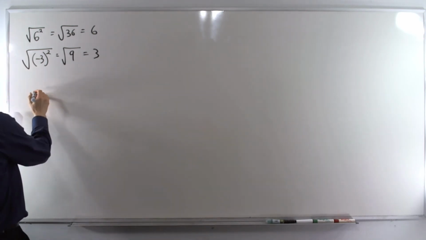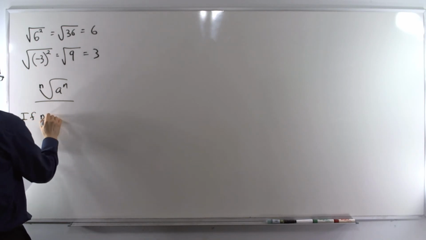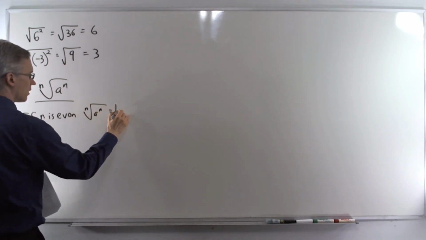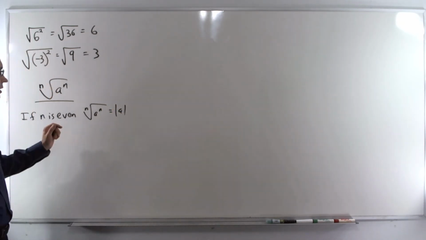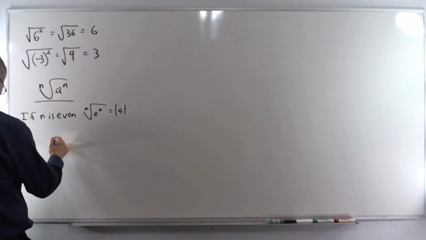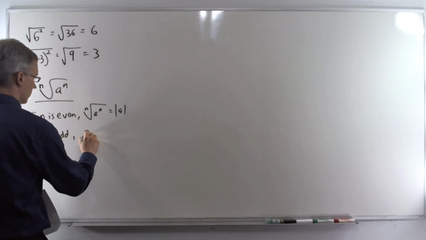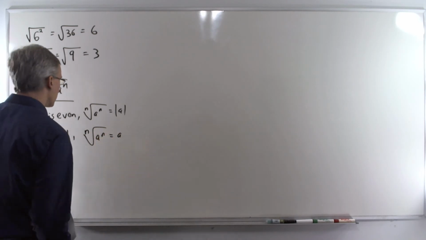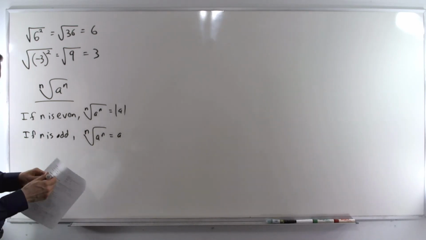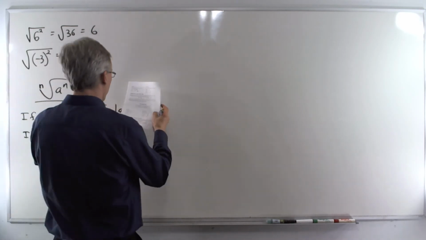All right, so the meaning of the nth root of a to the n, right? So if n is even, then the nth root of a to the n is the absolute value of a. You have to eliminate any negative under there. All right, if n is odd, then the nth root of a to the n is indeed a. For example, we're going to simplify these.